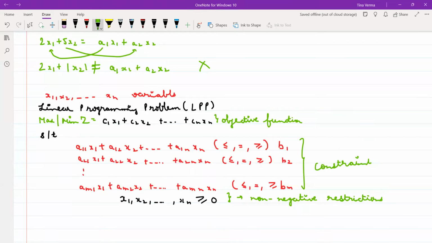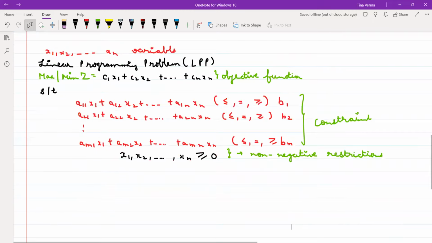Because whenever we are solving the linear programming problem, we are considering the range that it should be in the first quadrant, so all your variables should be greater than or equal to 0. So you have written like this.